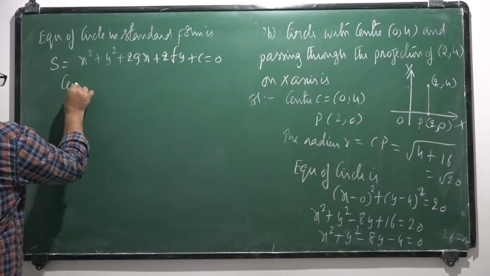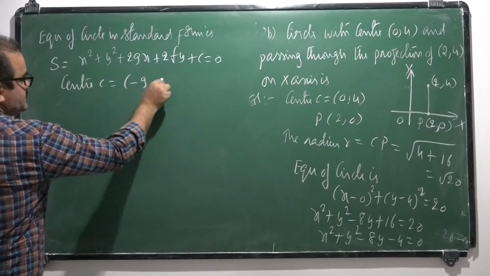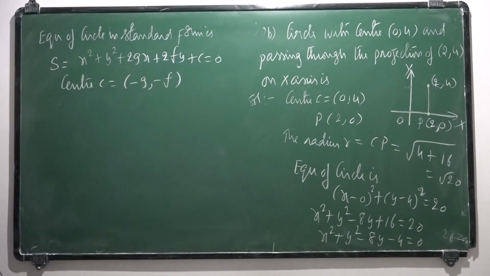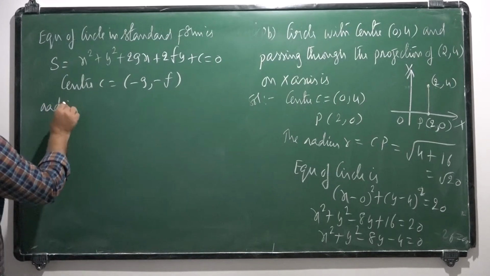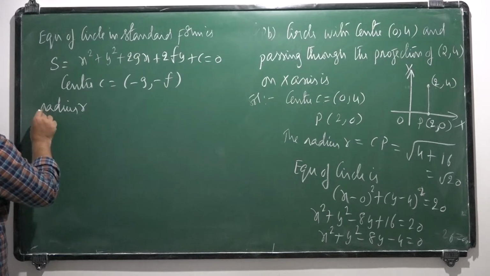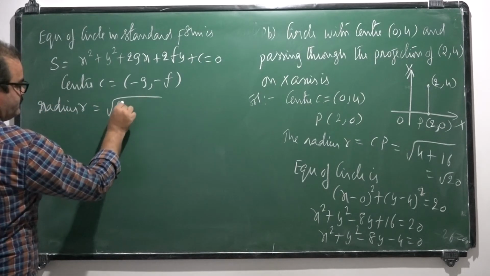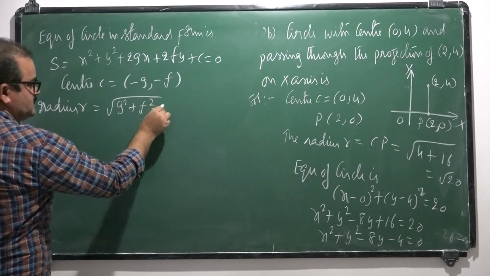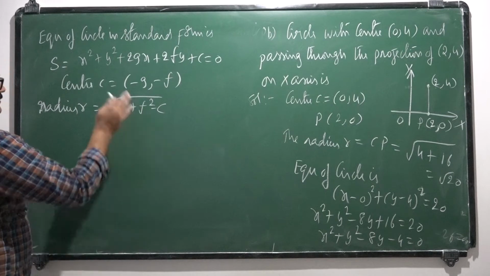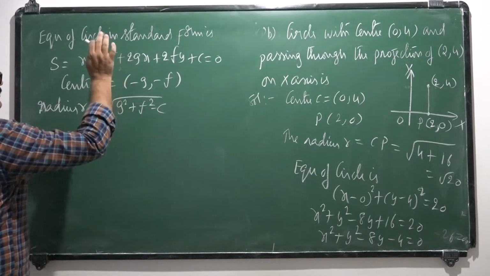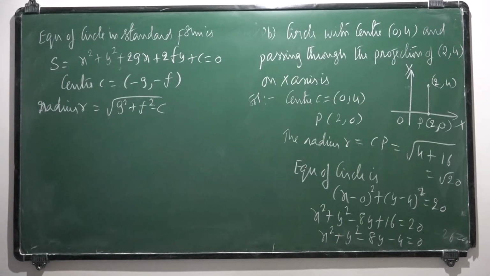Now, the center of this circle is (-g, -f). The radius R of this circle is equal to root of g² + f² - c. If the circle equation is given, to find the center and radius, we apply these formulas.